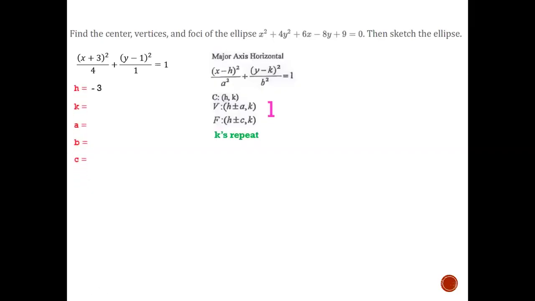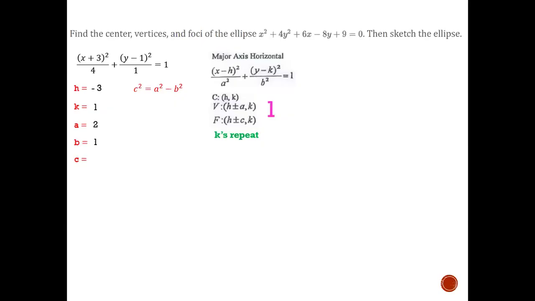I don't like to use the formulas. So I know that my h is -3, y is 1, my a is 2, my b is 1. To calculate c, I'm going to use my Pythagorean theorem. The formula is, well, it's somewhat Pythagorean theorem. c squared is equal to a squared minus b squared. That's why I said sort of.